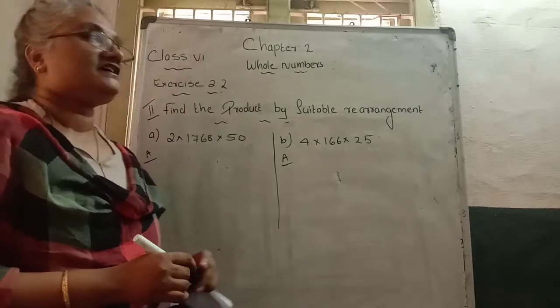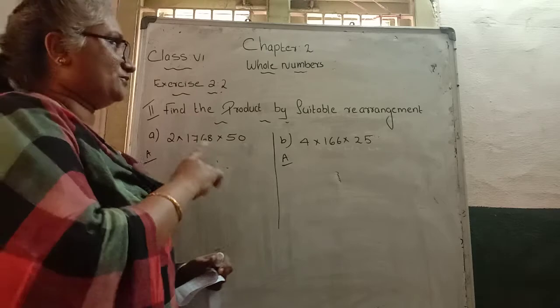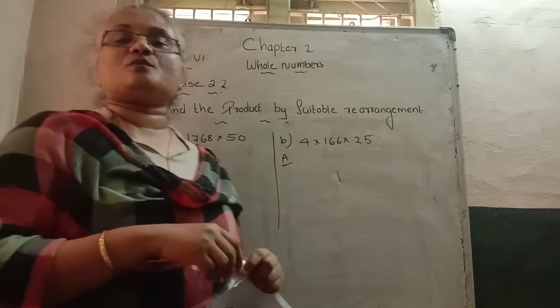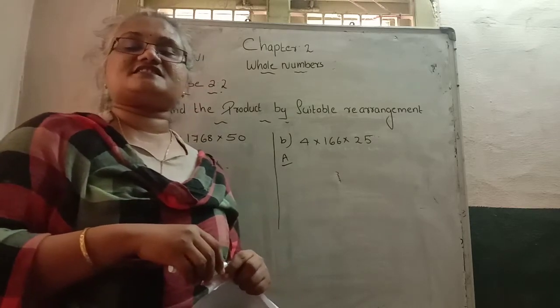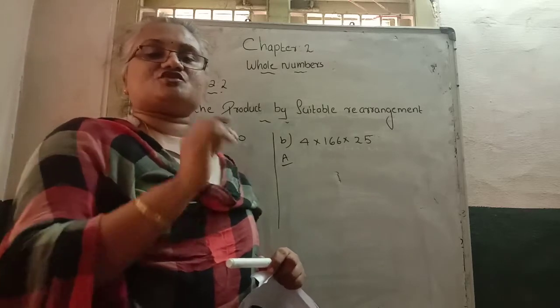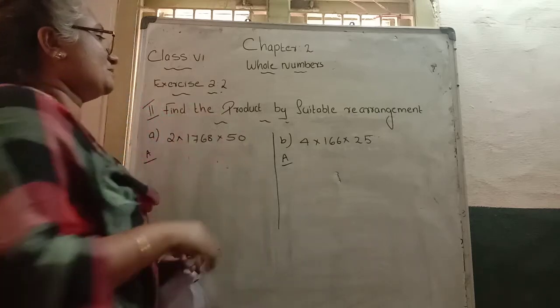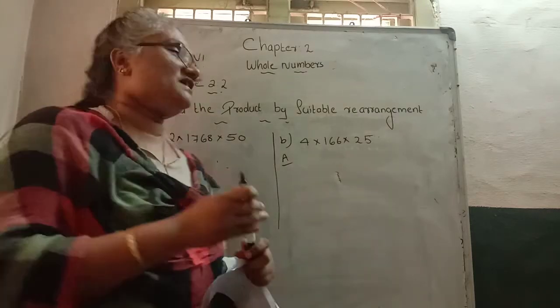Hi students, now we are going to discuss Chapter 2, Whole Numbers, Exercise 2.2. Last class we discussed the first Roman numeral question of Exercise 2.2. Today we are going to discuss the second one: find the product by suitable rearrangement.